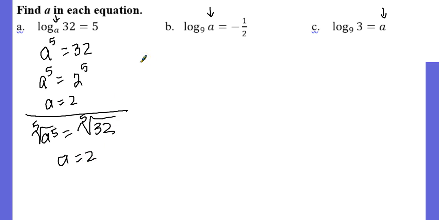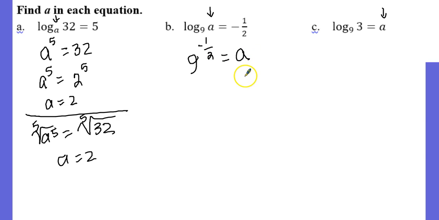Okay, next one. You are looking for A in the second position, so let's take the base out of the basement. So that's 9 to the negative half power equals A.